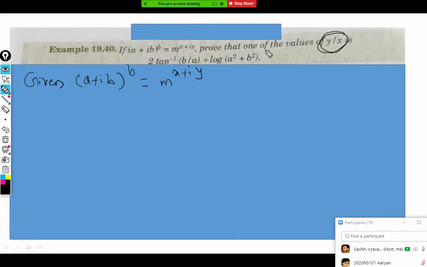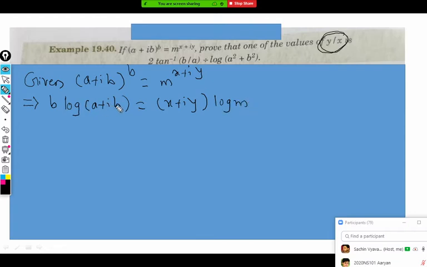So to get that, let me take log on both sides. Now which log we should take? See, in the solution there is no 2k pi or 2n pi. So just take the principal log. So principal log, we'll get b log of (a plus ib) is equal to (x plus iy) into log m.